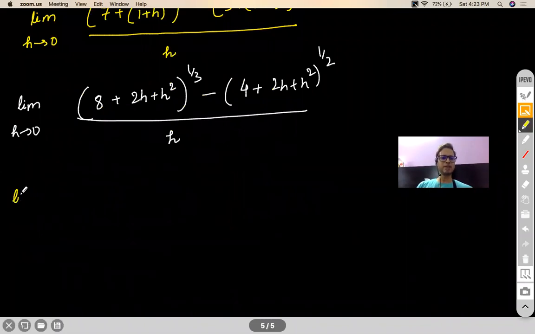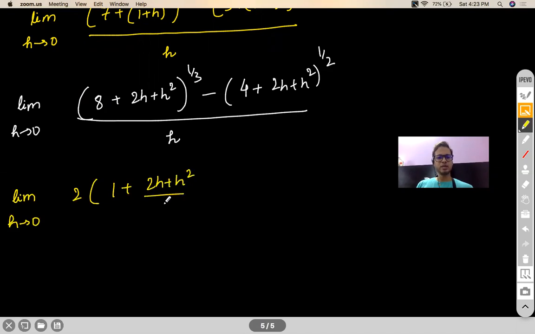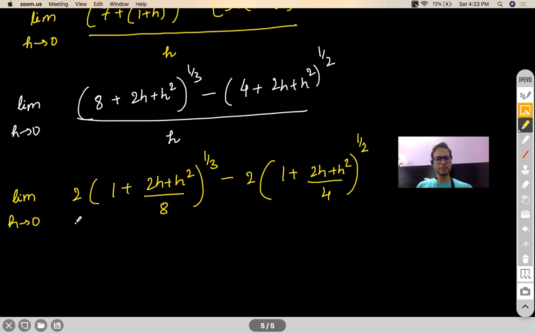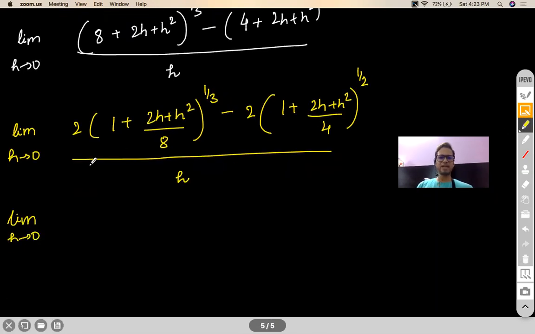Now what I'm going to do is take 8 out of the cube root and 4 out of the square root. Remember, when 8 comes out of the cube root, it will come out as a 2. So you'll end up getting 2 times (1 plus (2h plus h square) by 8) to the power of 1/3. And this will come out as a 2 again, 1 plus (2h plus h square) by 4 to the power of half, whole divided by h. Now since both of them are fractional powers, in my mind I will consider this to be x, and similarly this will also be my x.